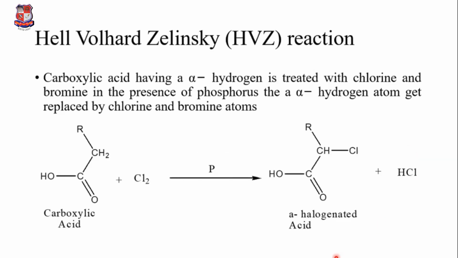And the seventh reaction is the Hell-Volhard-Zelinsky HVZ reaction. A carboxylic acid having an alpha hydrogen is treated with chlorine or bromine. In the presence of phosphorus, the alpha hydrogen atom gets replaced by a chlorine or bromine atom.